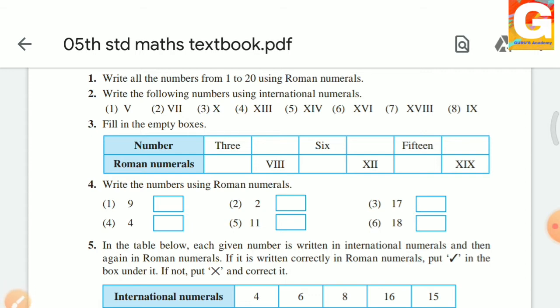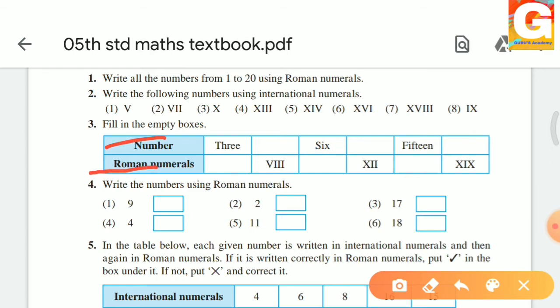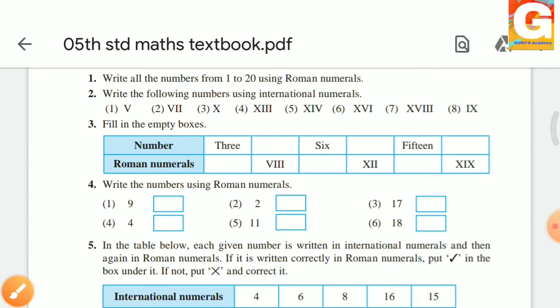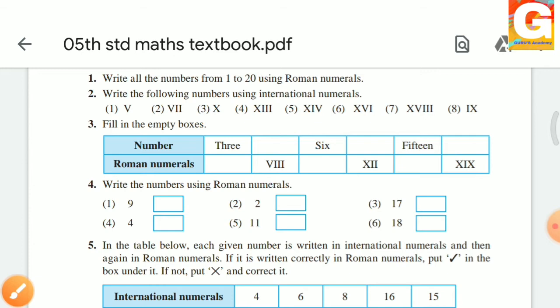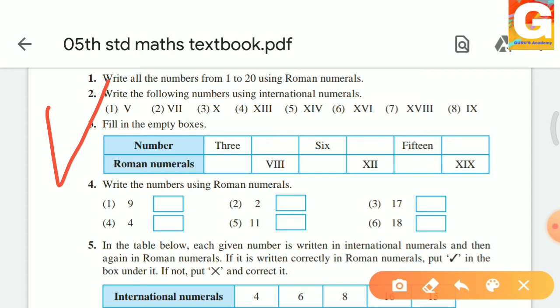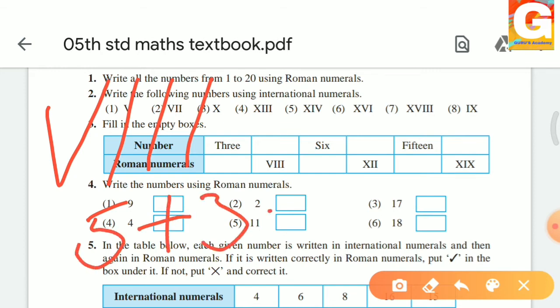We have to fill in the empty boxes. Now see students, here are your numbers given and here are your Roman numerals. So what is your first number given? That is 3. So how are we supposed to write 3? 1, 2 and 3. This is your Roman number 3. Now what is the next? They have given us, this is your 5. And how many numbers after 5? 1, 2, 3. That means 5 plus 3. So what is 5 plus 3? That is your 8. Good.